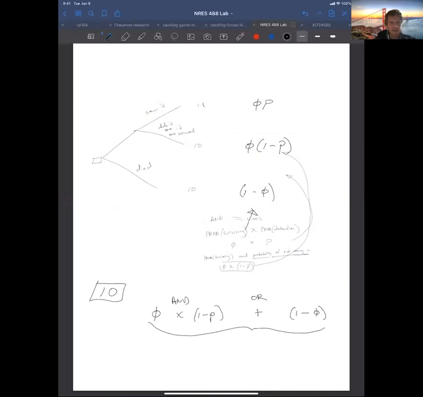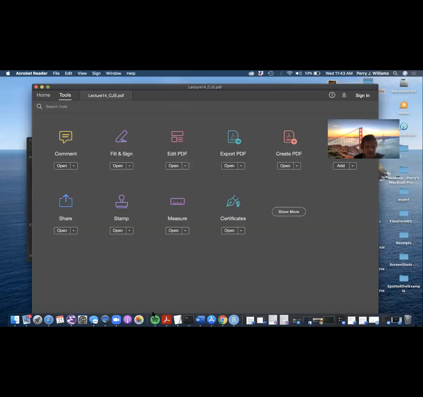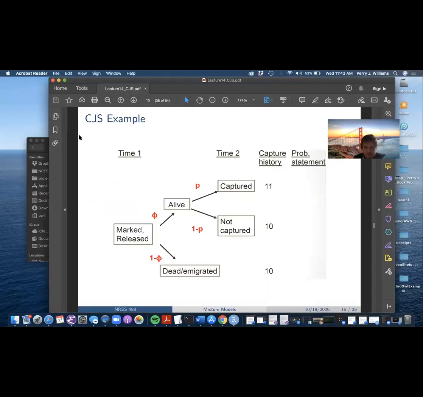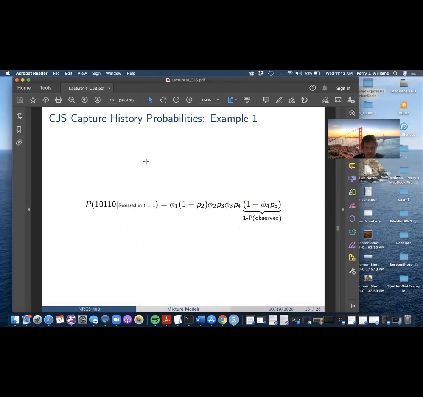All right, now let's go back to, I want to see if I can share my whiteboard at the same time I share my PowerPoint. It disappears. Where'd it go? All right, I'll just write this down from the slide. So we have a capture history that looks like 10110. The idea now is we have to write out the probability of observing this capture history.